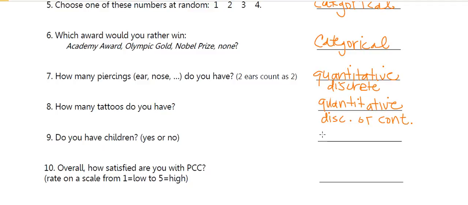Do you have children? Yes or no? That is not numerical. That is a category. Categorical. Number 10, overall, how satisfied are you with PCC? Rate on a scale from 1, which is low, to 5, which is high. That is, you guessed it, ordinal. There is an order to that.